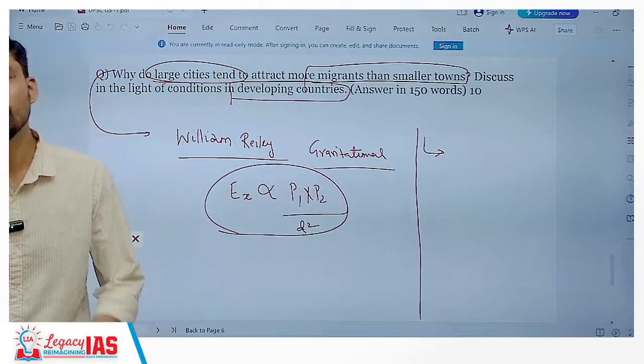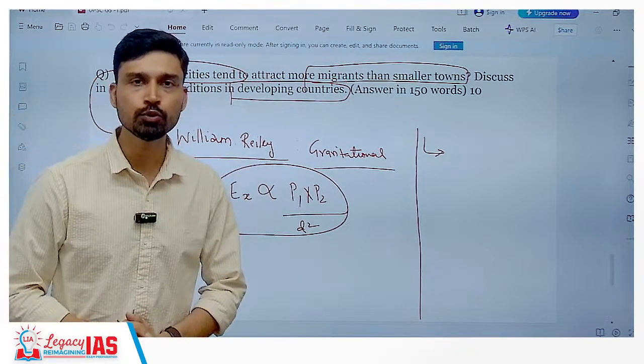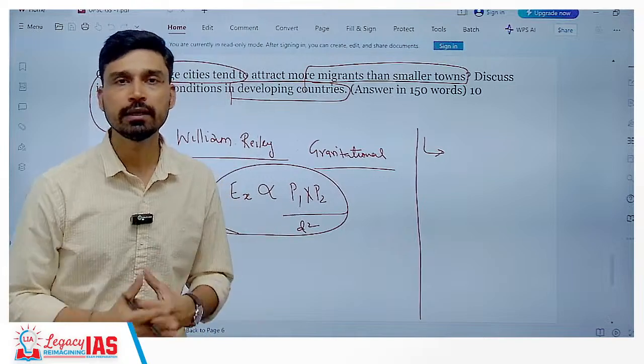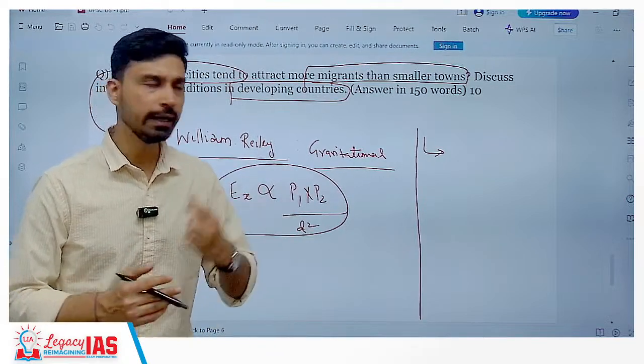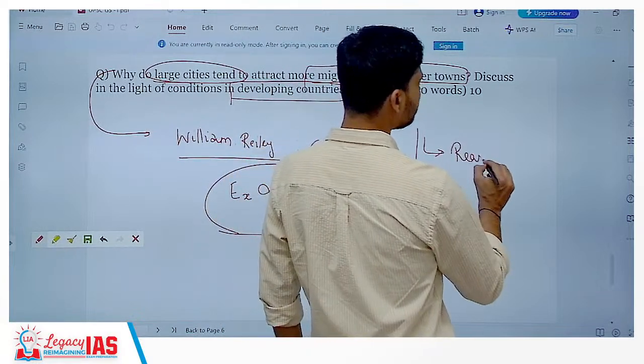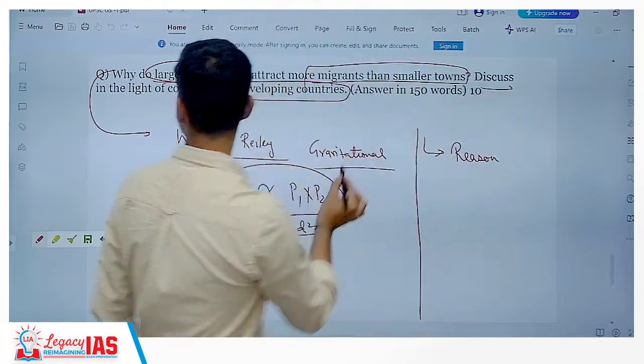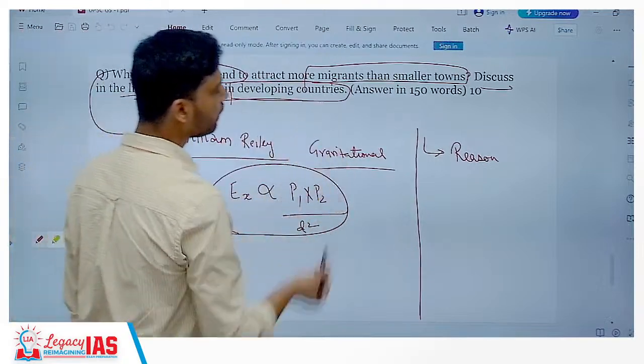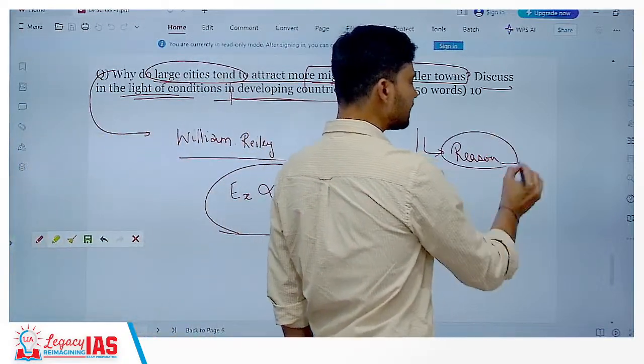These are the cities where most of the migrants are flocking to, rather than the tier 2, tier 3 cities of India. Now, in the last part, you can explain the reasons behind it, because you have to discuss in the light of conditions in developed countries. So reasons, you can give that why it is happening.